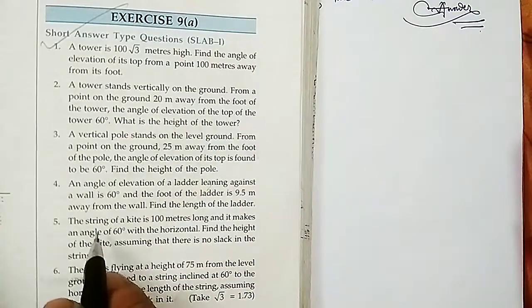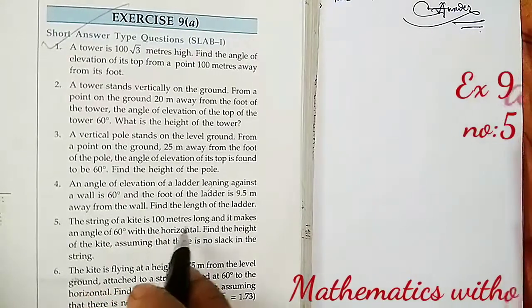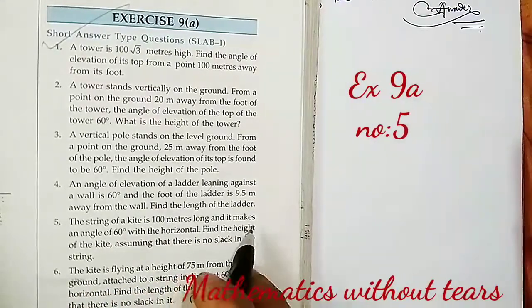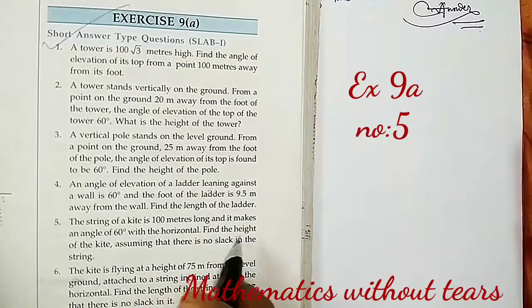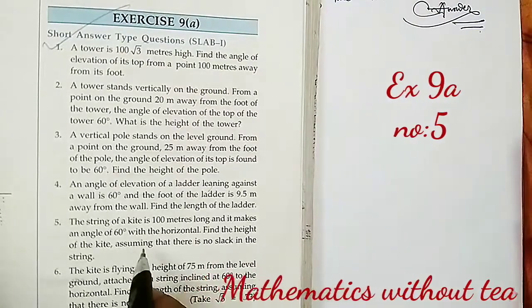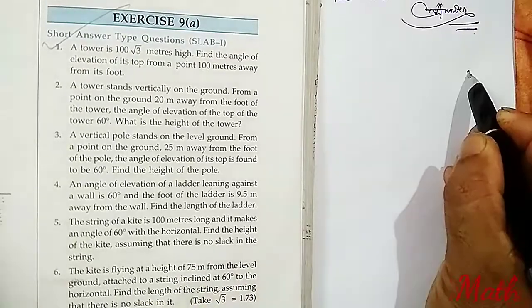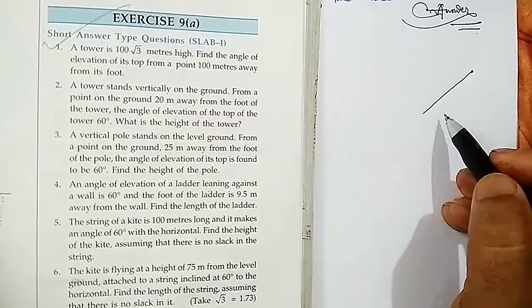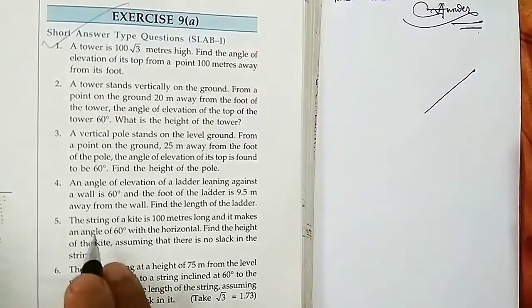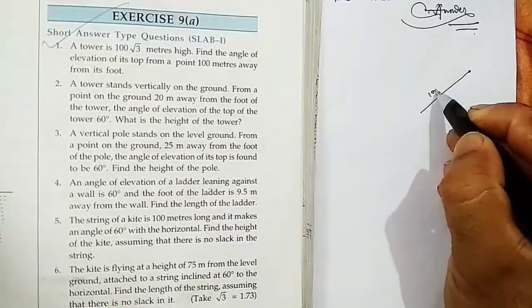In question number 5, it is given the string of a kite is 100 meters long and it makes an angle of 60 degree with the horizontal. Find the height of the kite assuming that there is no slack in the string. So here suppose this is the position of the kite and this is the string. As given in the question, the string of a kite is 100 meters long. That means this one is 100 meters.